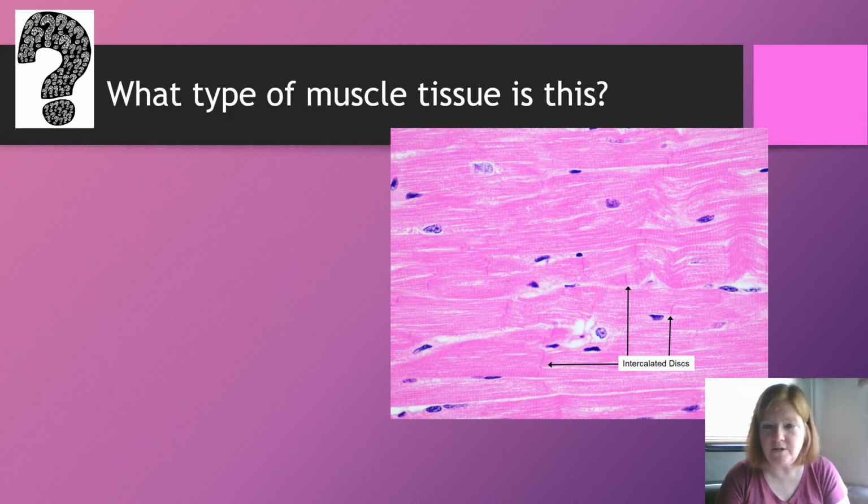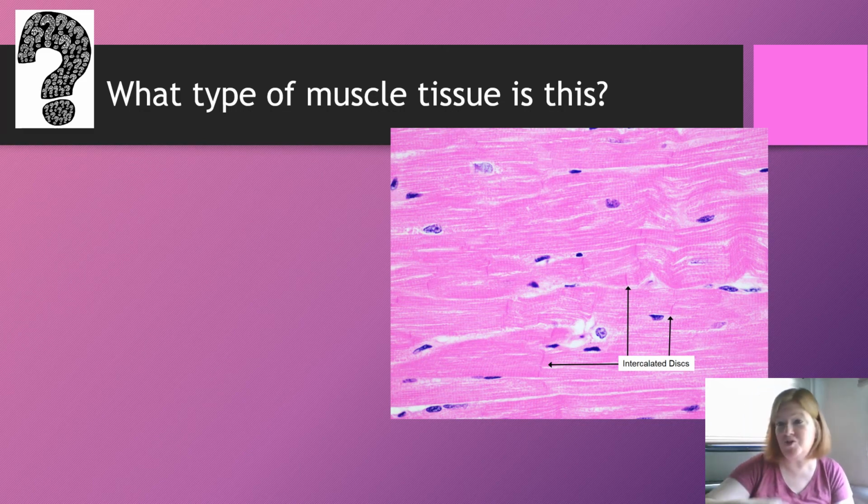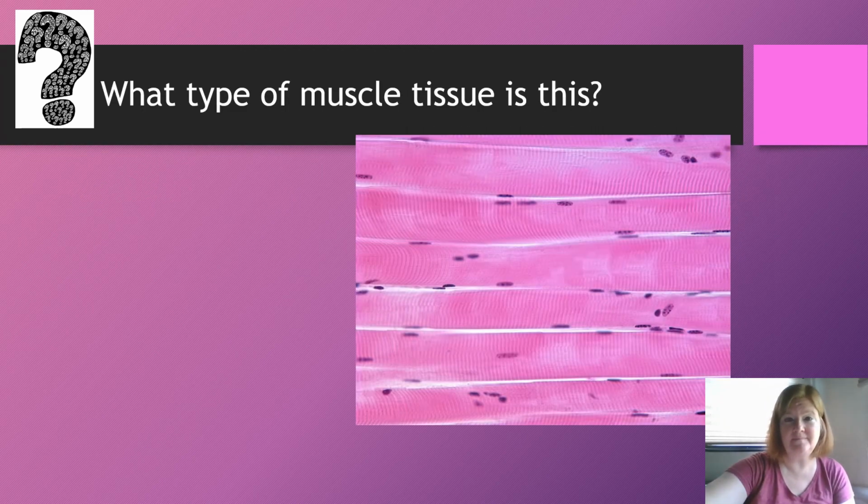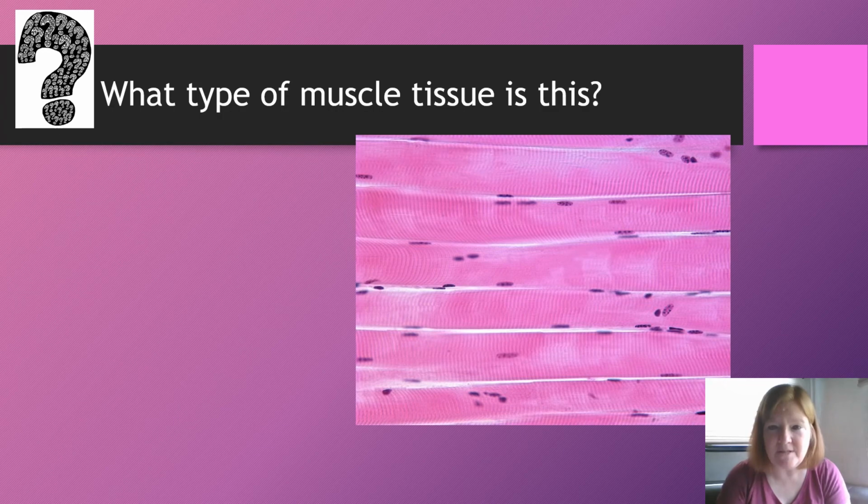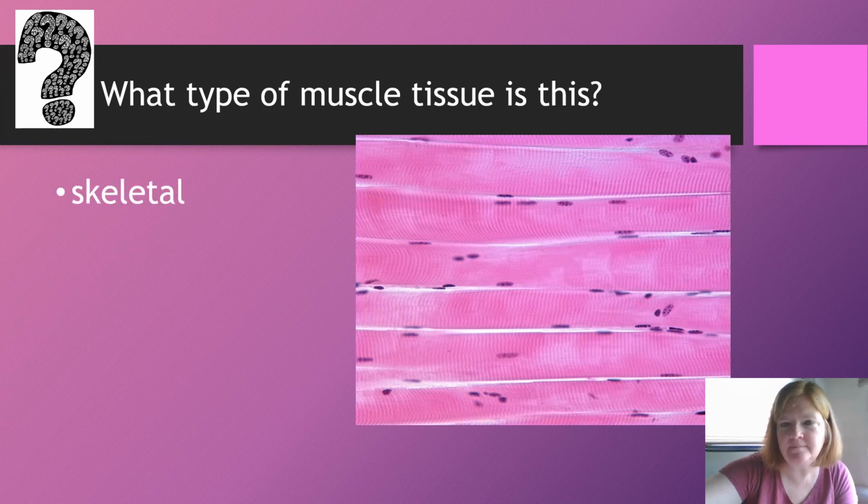What type of muscle tissue is this? Well, I gave you a big hint if you remember which one has that feature. Cardiac muscle. What type of muscle tissue is this? Can you figure it out? That's skeletal, striations, okay? I don't see any intercalated discs.